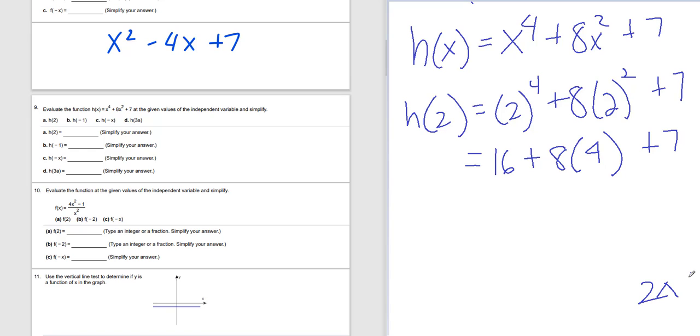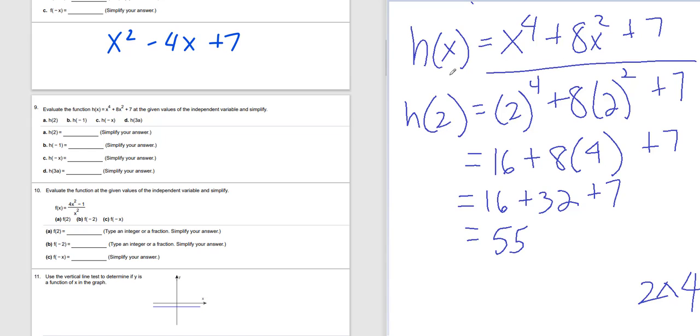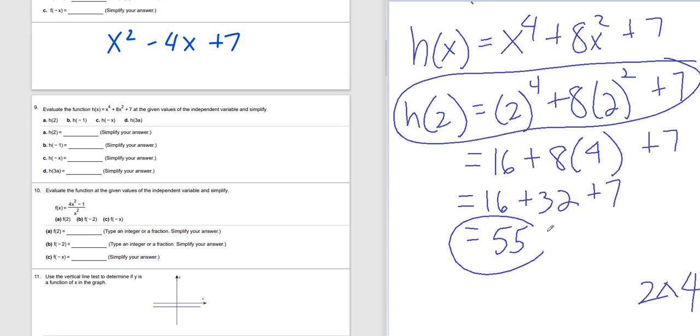Use your calculator, 2 caret key 4. Plus 8 times 4, that's going to be 32. Add 7 will be 55. And certainly use your calculator as much as you can. I might want you to write this out, but all the rest of this you can skip down just to the answer, 55.